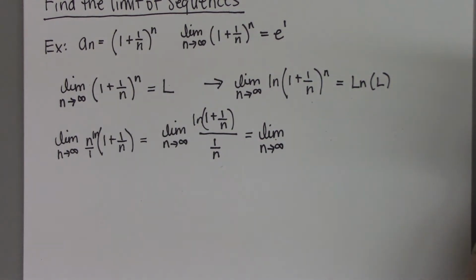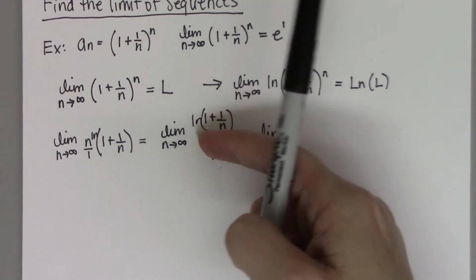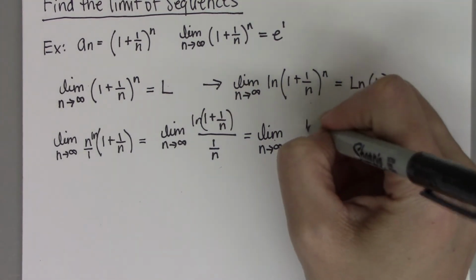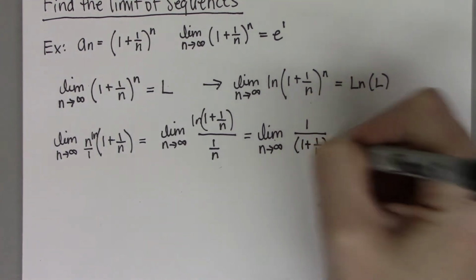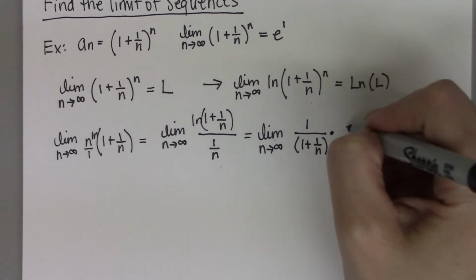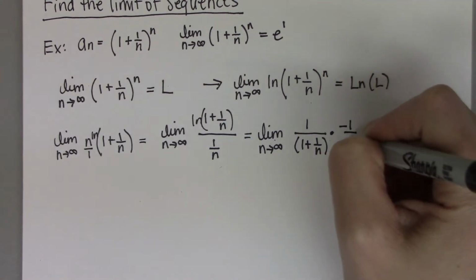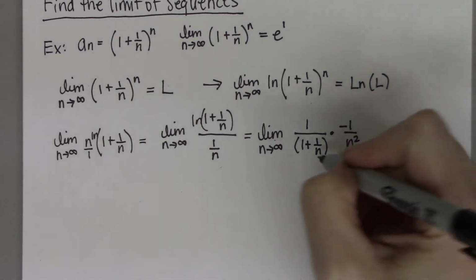So the derivative of the numerator, right, we're doing this separate from the denominator. The derivative of the outside function is just 1 over u. So I'm going to get 1 over 1 plus 1 over n. Then, because of the chain rule, I need to multiply that by the derivative of the inside function. And the derivative of 1 over n is negative 1 over n squared.